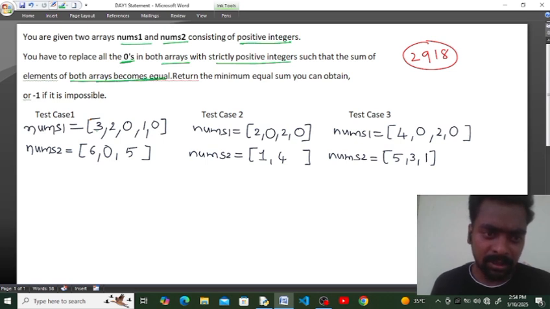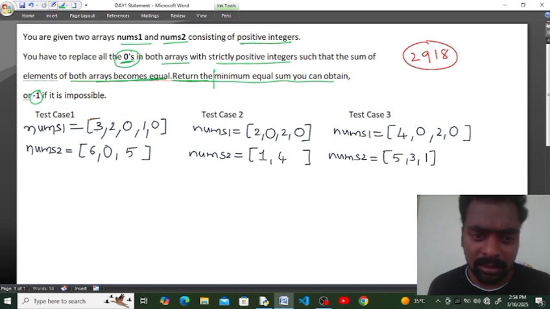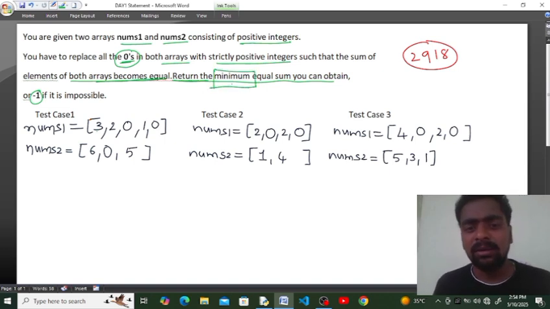So here the target is what? You have to replace all the zeros of both the arrays with some positive integers such that the sum of all the elements of both arrays must be equal. Return the minimum equal sum you can obtain. If it is not possible, you have to return -1 as output. Here the underlined word is minimal. So you have to find the minimal equal sum. How can you get this equal sum? By replacing the zeros of both arrays with some positive integers.